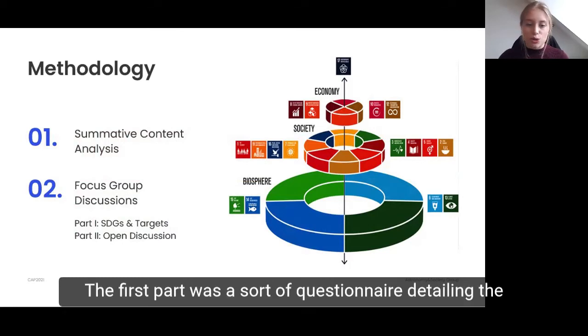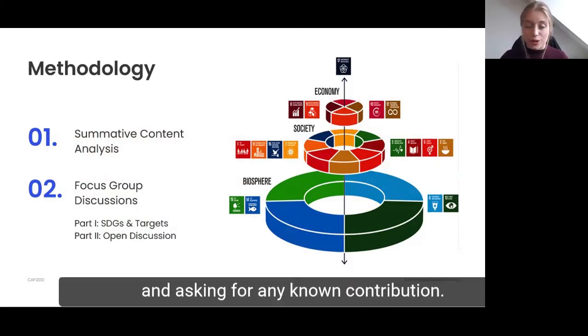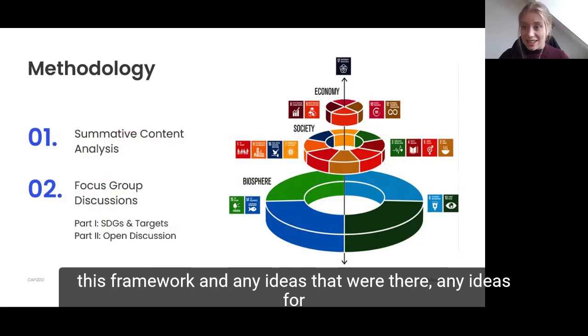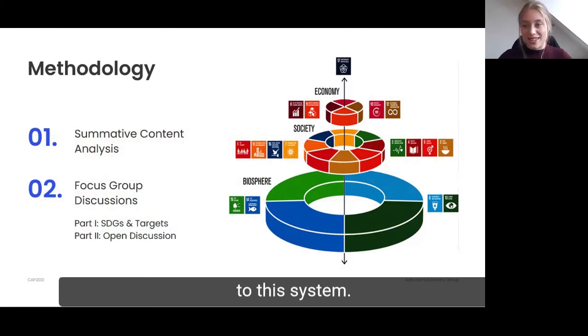The first part was a sort of questionnaire detailing the applicable Sustainable Development Goals and their targets and asking for any known contributions. And the second part was an open discussion where we discussed this framework and any ideas that were there, any ideas for future contributions, and also any limitations they could see to this system.